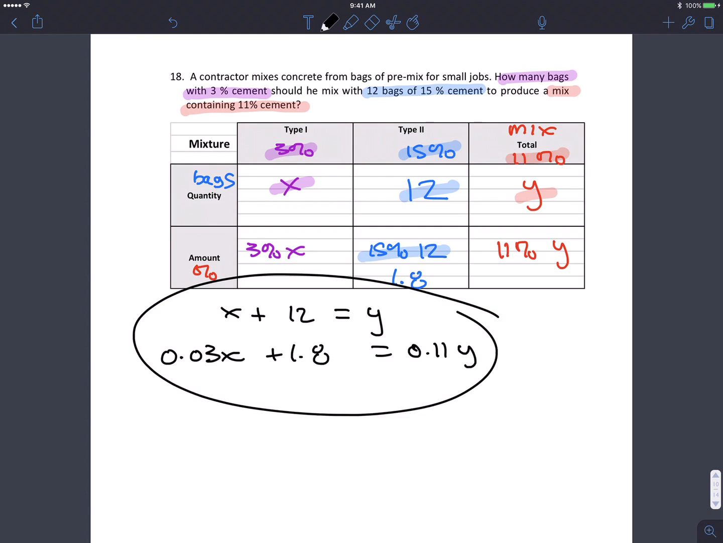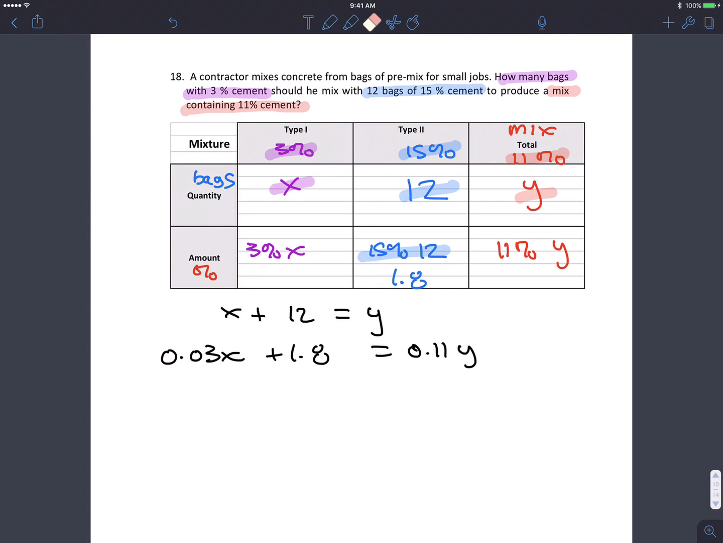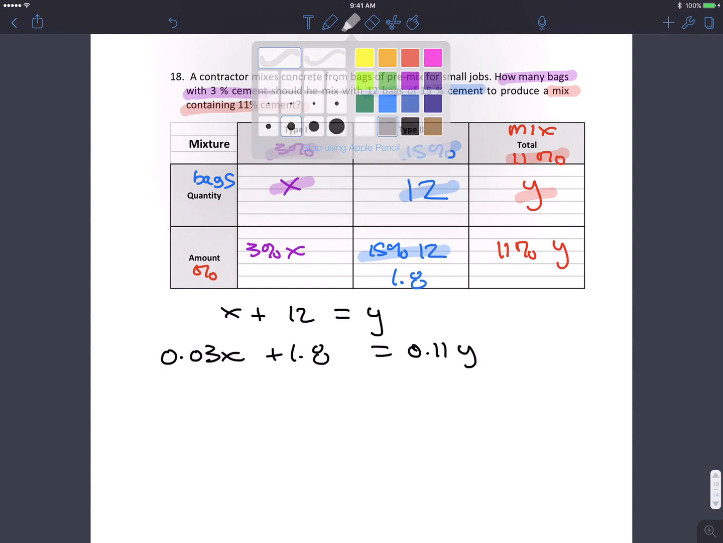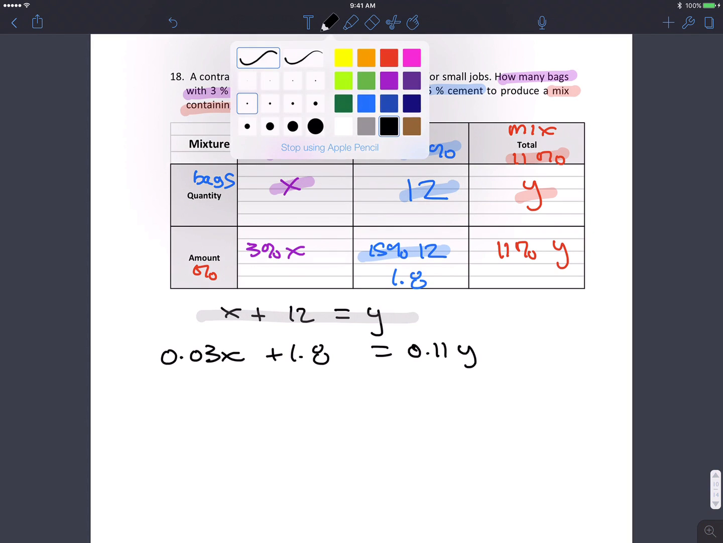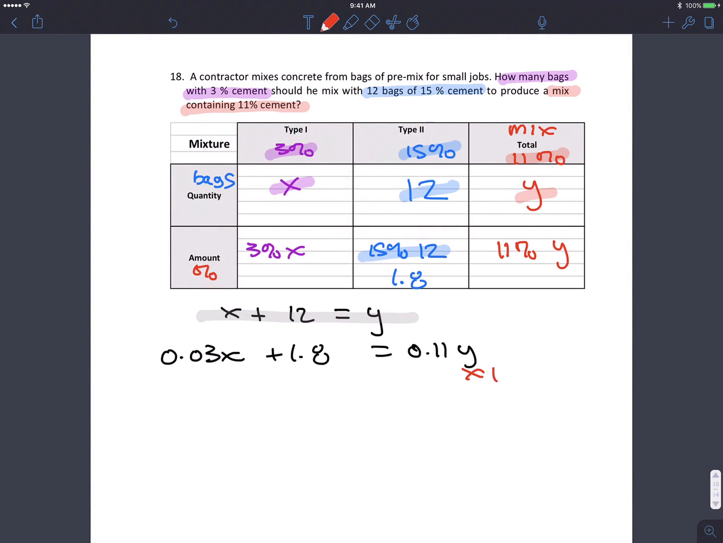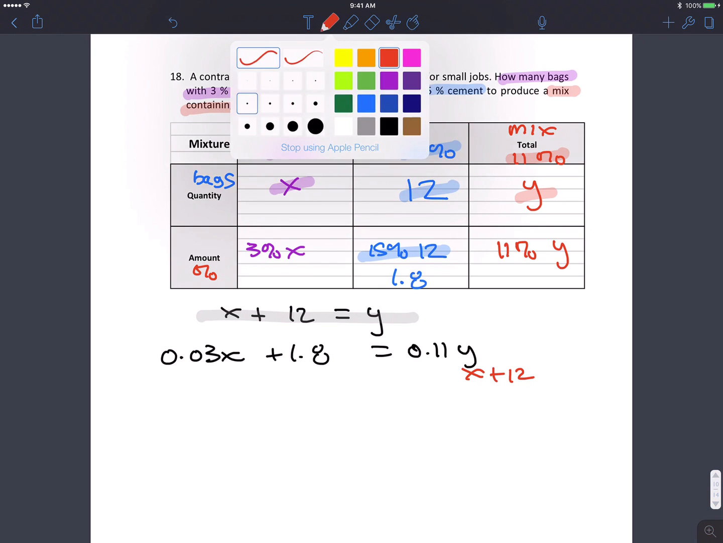Here we go, our two equations and two unknowns. We can solve this. Okay, now notice here, y is x plus 12. So I can plug in for my y, x plus 12. Here's my equation now.